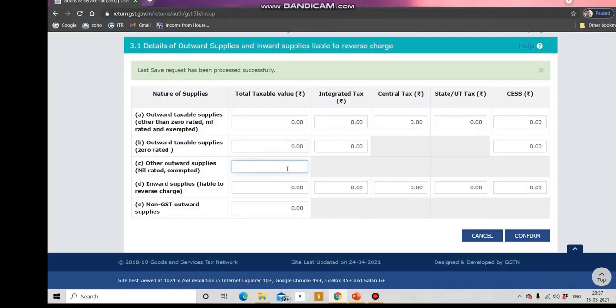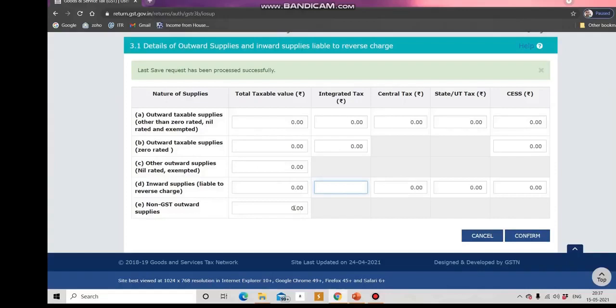The fourth one is inward supplies liable to reverse charge. As we discussed earlier, those supplies are the supplies on which the receiver has to pay tax. While the receiver is paying tax, he has to first enter details over here. Taxable amount, IGST, CGST, SGST. IGST if he is receiving the goods from outside the state, and CGST, SGST if he is receiving the goods from within the state. Now last is the non-GST outward supplies.